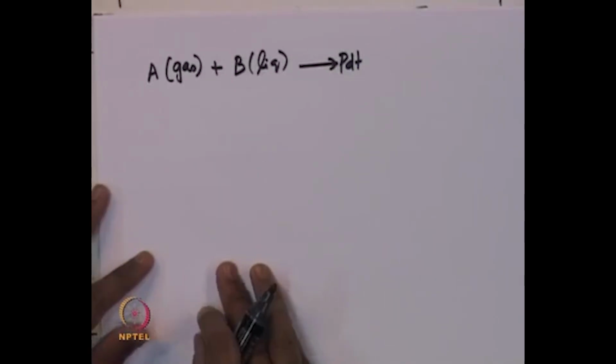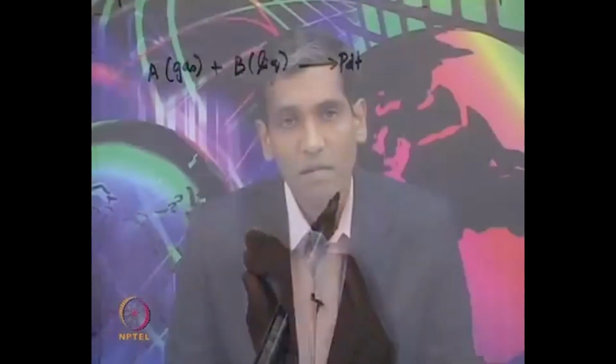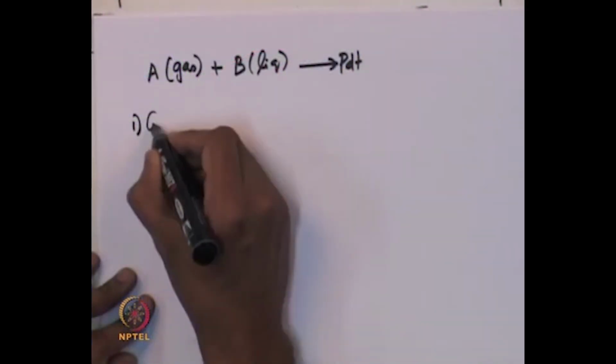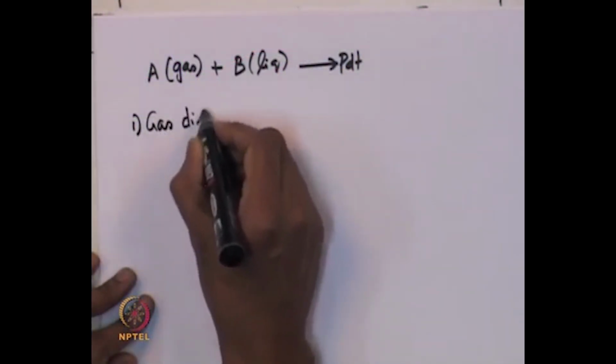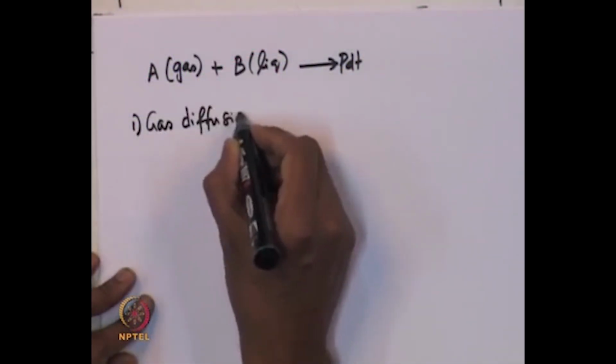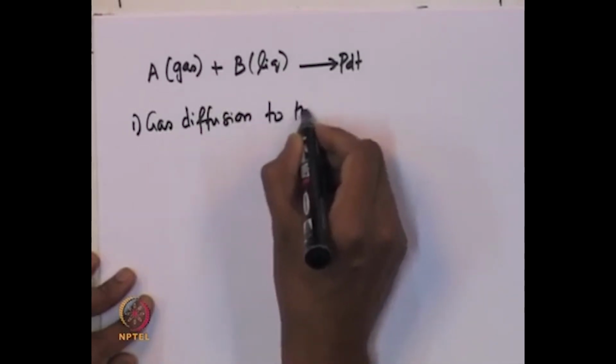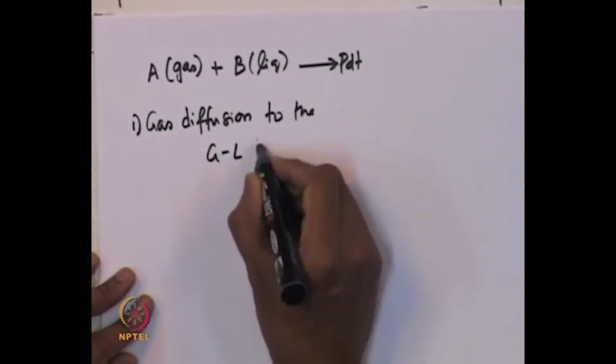Now, if this reaction has to happen, the species A which is present in the gas phase has to diffuse and come to the interface between the liquid and the gas stream. So, the first process is the gas diffusion to the gas liquid interface.